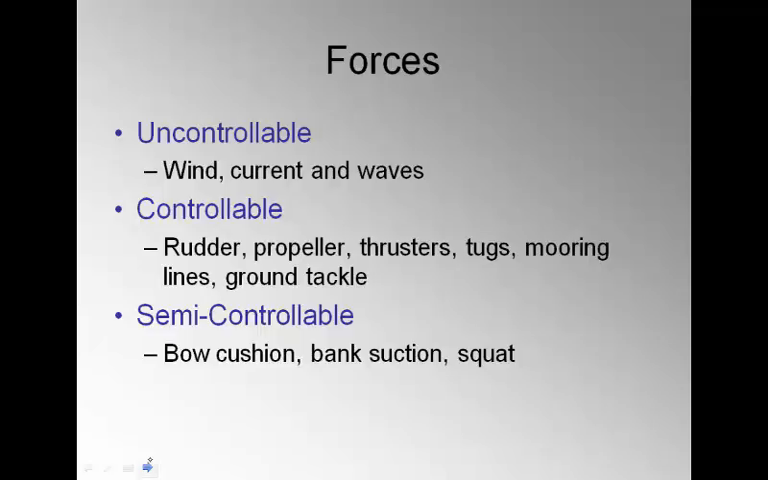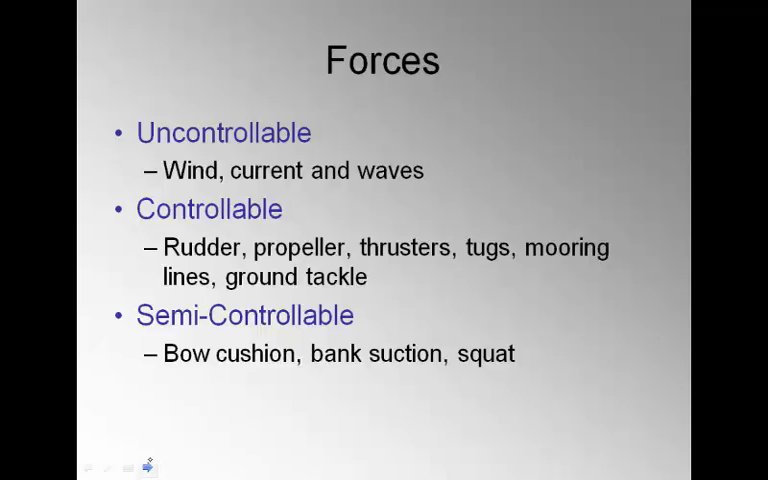Now these are things that we have active and complete control over, like the position of our rudder, how fast we're turning our propellers, if we have bow thrusters, how much we're using those. Tugs, mooring lines, of course, can be different types of forces acting on our ship, and ground tackle, which is our anchors and chains.